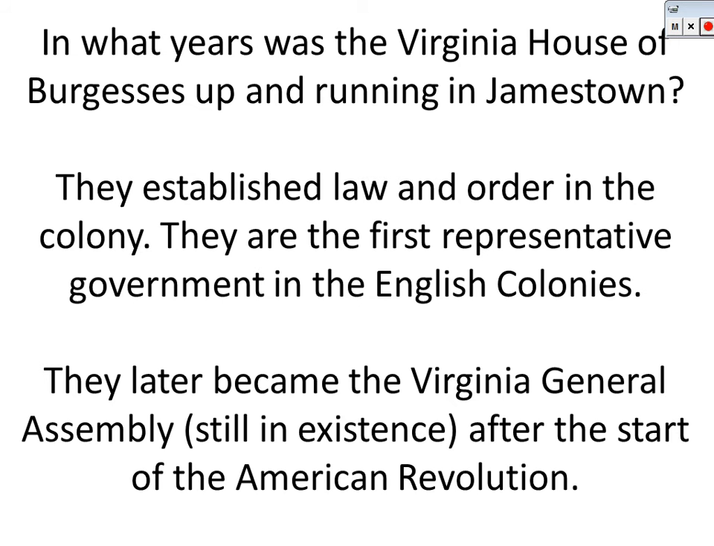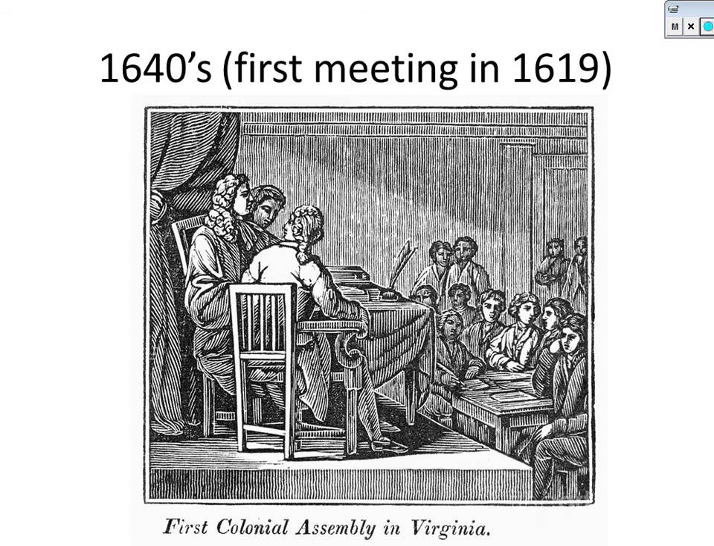In what years was the Virginia House of Burgesses up and running in Jamestown? They established law and order in the colony. They are the first representative government in the English colonies. They later became the Virginia General Assembly, still in existence after the start of the American Revolution. 1640s, good job. Their first meeting was in 1619.